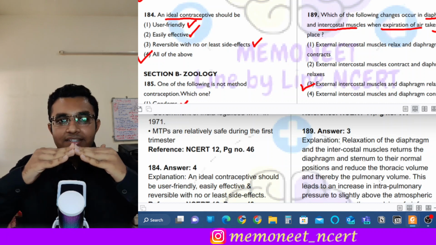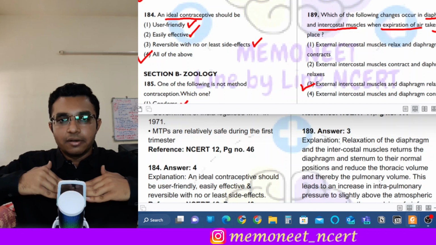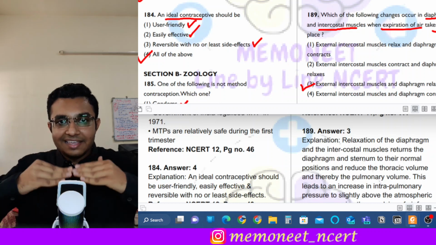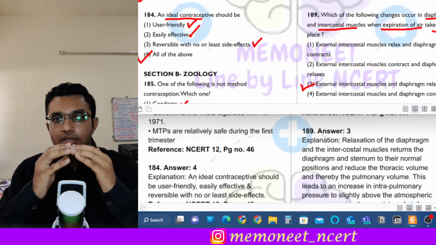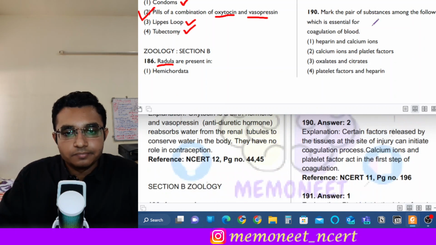When it contracts, it gains the flat shape and that helps in inspiration. But when it relaxes, it again regains the dome shape, so that helps in the expiration of air. Next question is question 190.